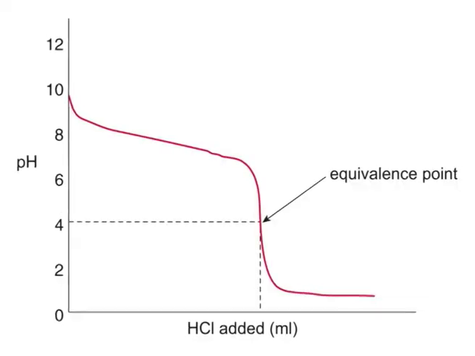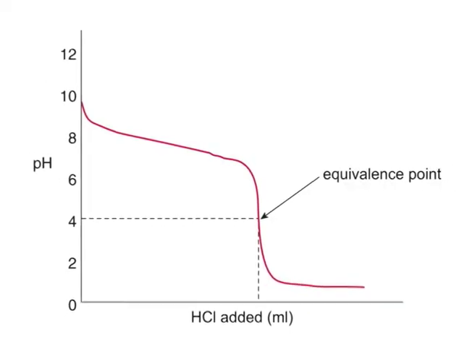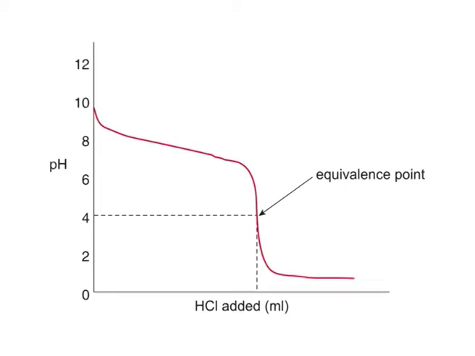Students, in simple words, amperometric titrations refer to a class of titrations in which the equivalence point is determined through measurement of the electric current produced at a fixed potential by the titration reaction.